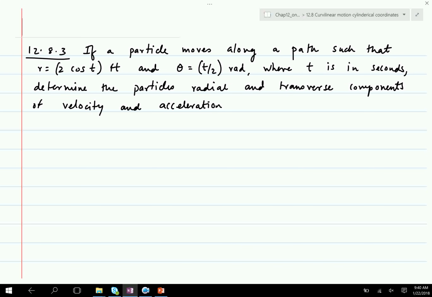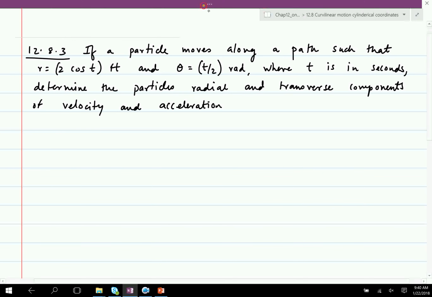Okay, so if a particle moves along a path such that r is 2 cosine t in feet and theta is t divided by 2 in radians, where t is in seconds, determine the particle's radial and transverse components of velocity and acceleration. So essentially it's asking you to find the velocity vector, which is Vr and V theta, and acceleration vector, which is ar and a theta. So this is probably a straightforward problem. Let's try to set this up.